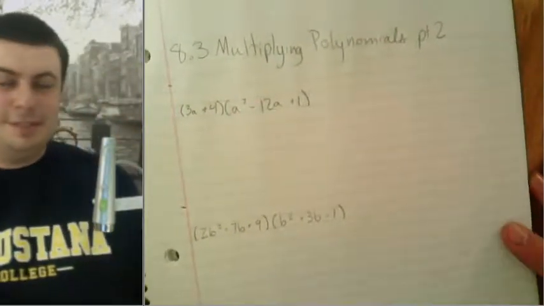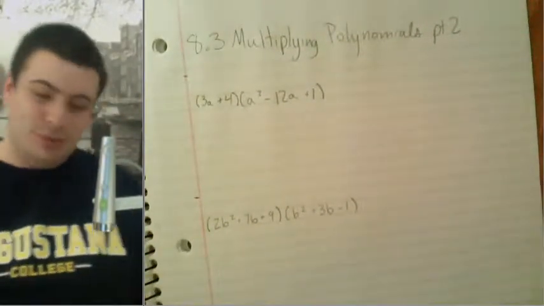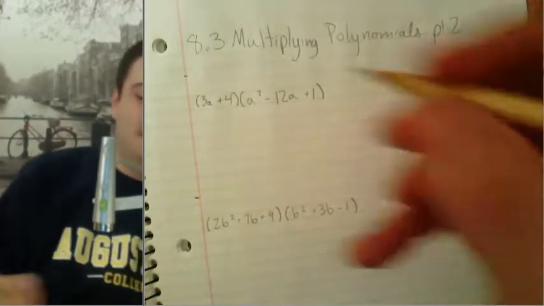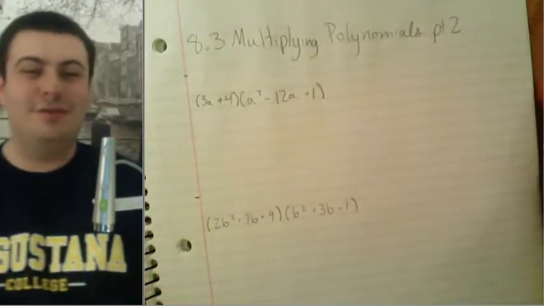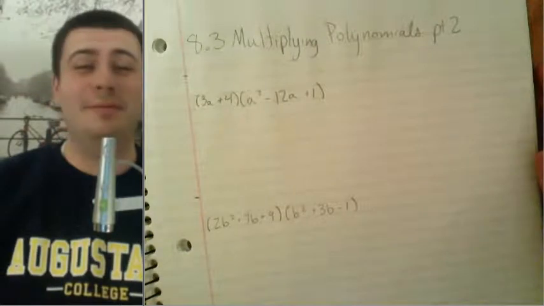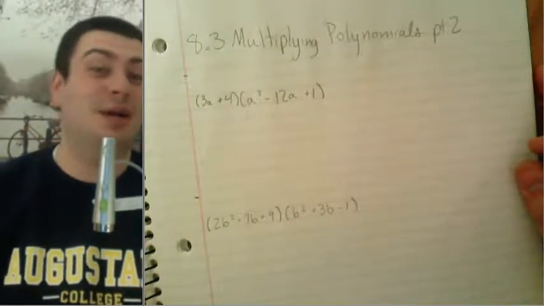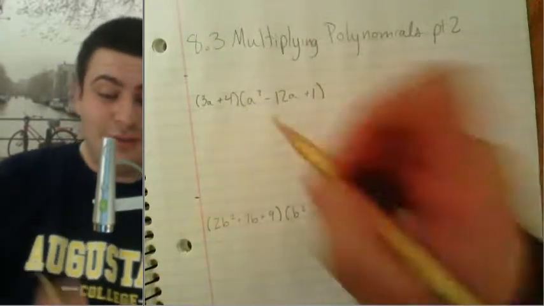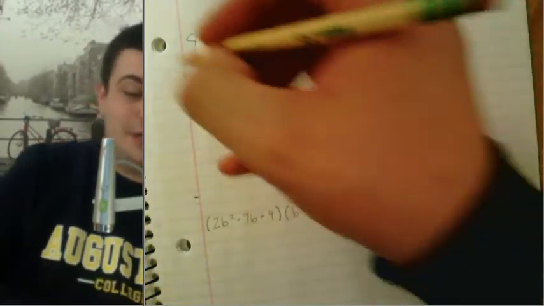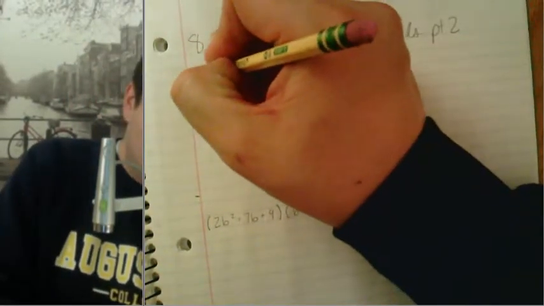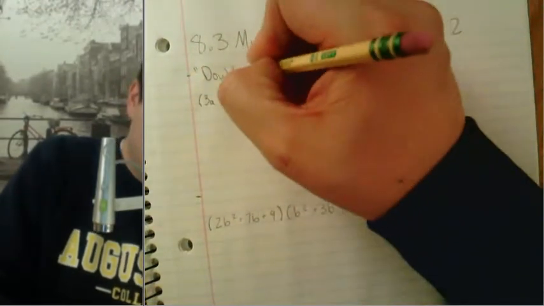Alright, we're looking at multiplying polynomials part 2. And today we're going to look at two different techniques similar to foiling, but we're not having binomials times binomials. We might have a binomial times a trinomial, or a trinomial times a trinomial. So if we have a binomial times a trinomial, we're going to use what I like to call double distribution.